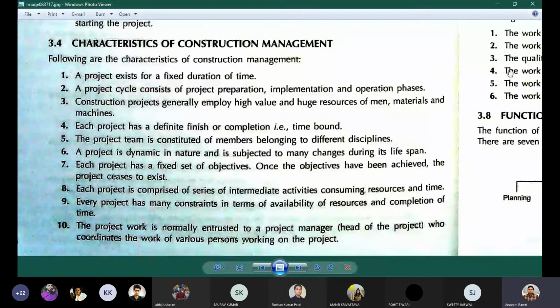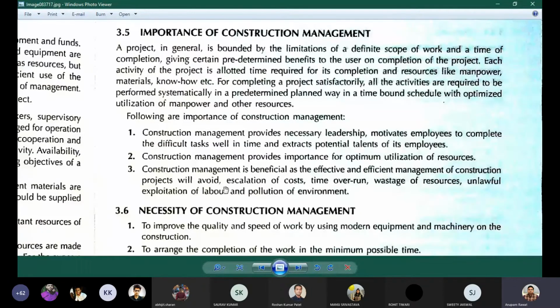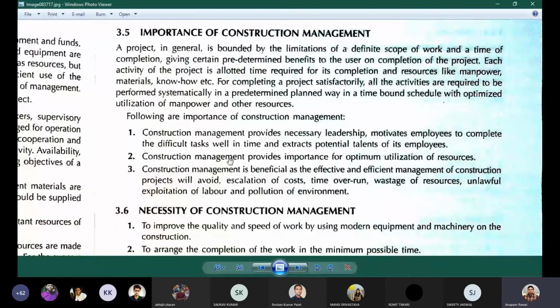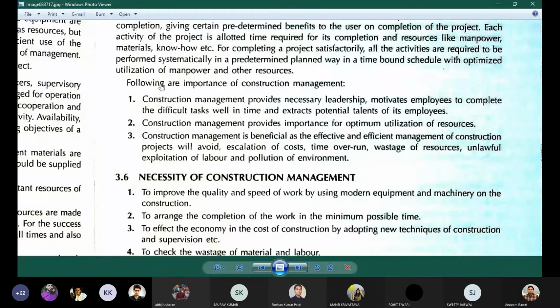Now, what is the importance of the construction project? Any project in general is bounded by the limitation of a defined scope of work and a time of completion, giving certain predetermined benefits to the user on completion of the project. Each activity of the project is allotted a time required for its completion, and resources like manpower, material, and know-how.